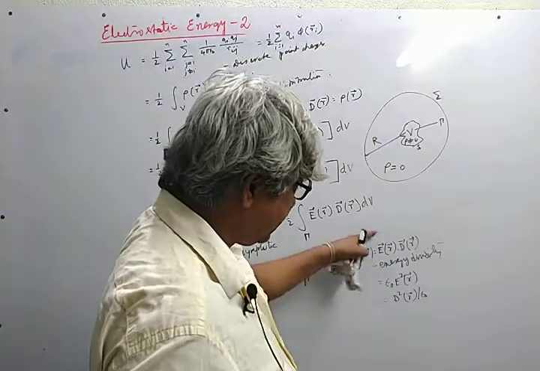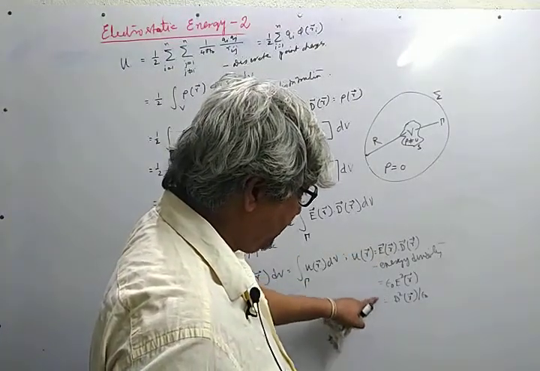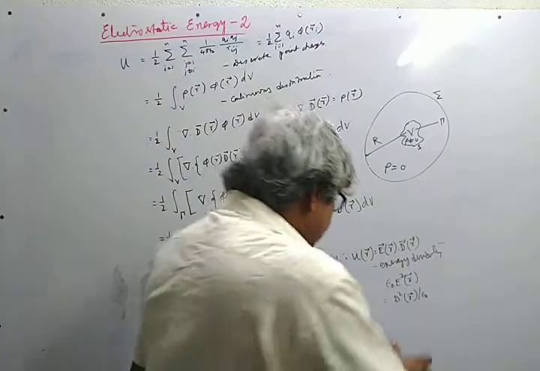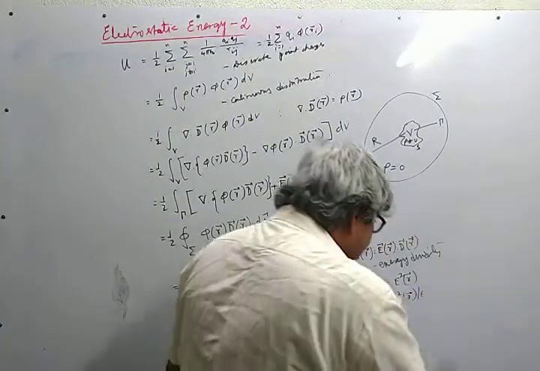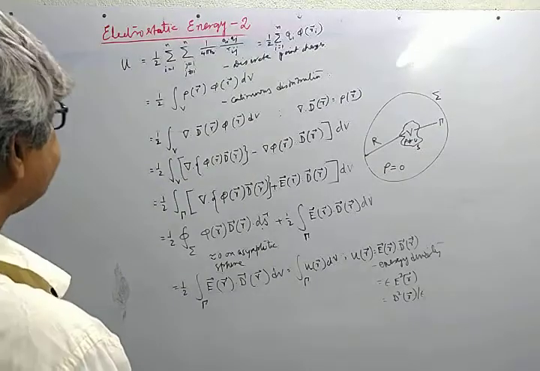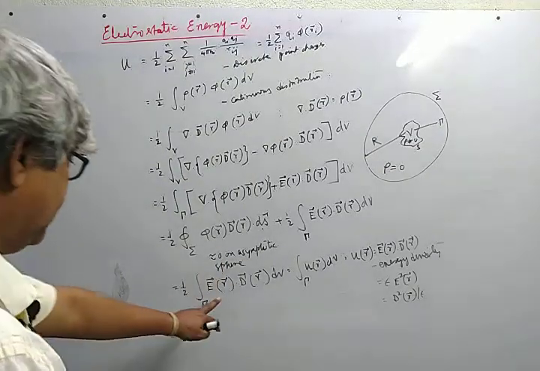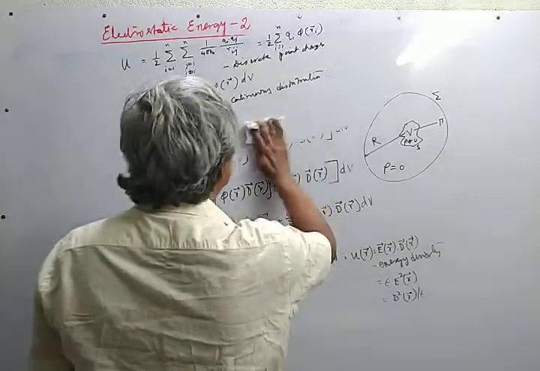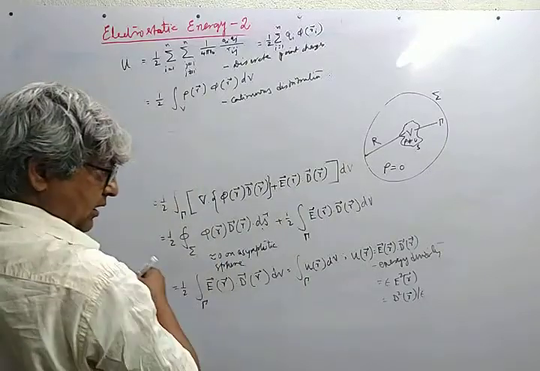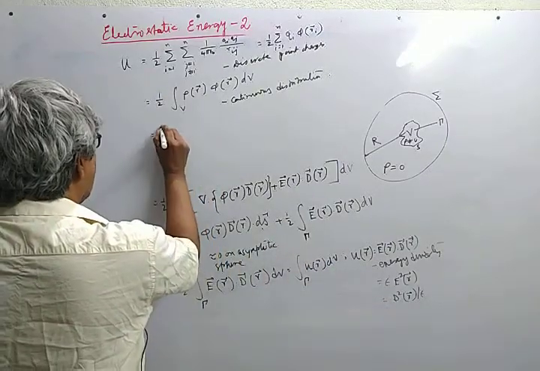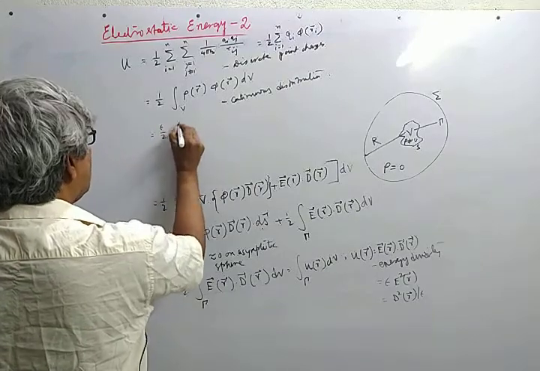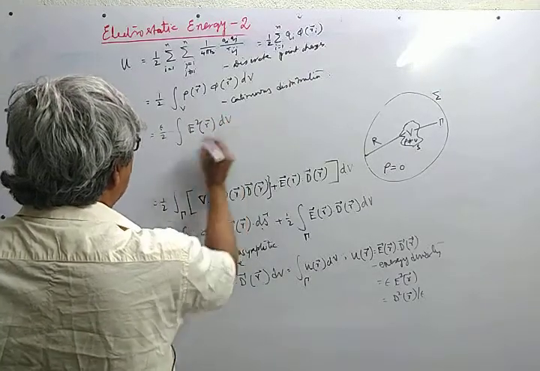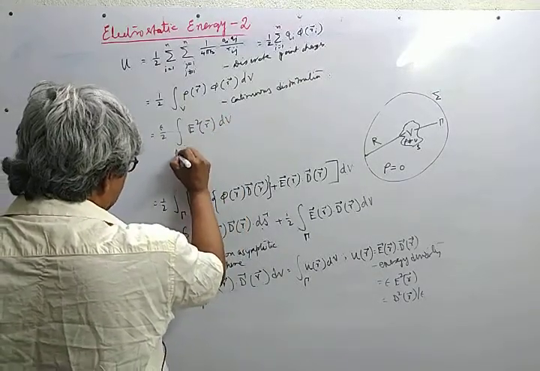This expression is the general expression, and these two are valid only for linear isotropic and homogeneous dielectric, where this is not necessarily epsilon 0, it may be epsilon. So we expressed this energy density in terms of field vectors, and the result is there. If we write it in terms of it is epsilon by 2 dV over all space.